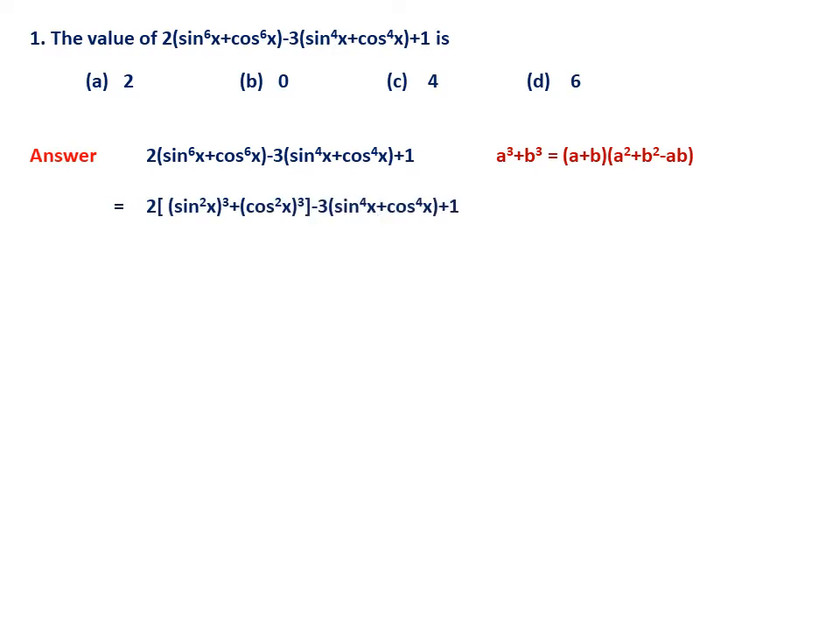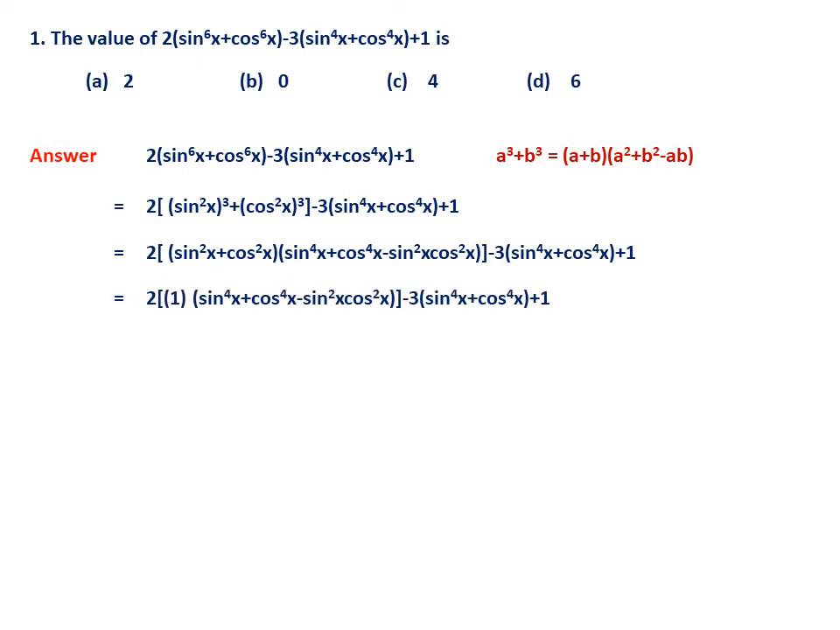Therefore what we have to do is, only the first term sin^6 x plus cos^6 x, you have to write it as (sin square x) whole cube plus (cos square x) whole cube, where a is sin square x, b is cos square x. So that is the substitution. Therefore when you substitute this in the formula a cube plus b cube, you get 2 into (sin square x plus cos square x) bracket (sin^4 x plus cos^4 x minus sin square x cos square x). This will be the simplification of the first term only. Other two terms as they are, that is minus 3 into (sin^4 x plus cos^4 x) plus 1. Now you know that sin square x plus cos square x is 1. Therefore that can be replaced by 1.